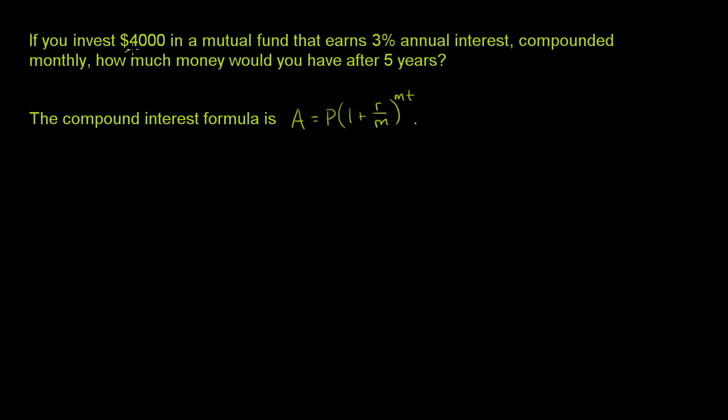If you invest $4,000 in a mutual fund that earns 3% annual interest, compounded monthly, how much money would you have after 5 years? And they give us the compound interest formula: A is equal to P times (1 plus r over m), and all of that to the mt power. And we could just apply this by plugging in these numbers.